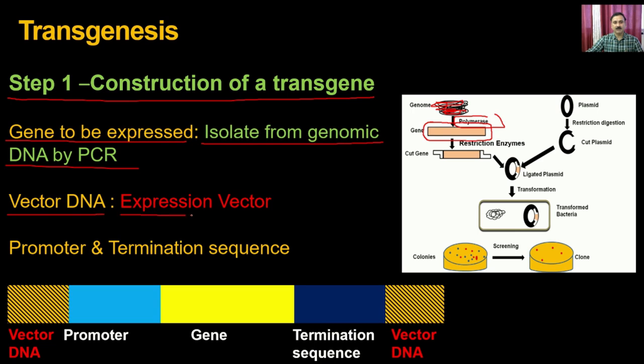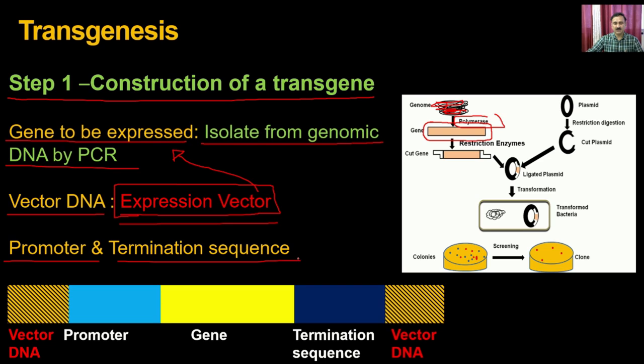So in this case, you don't need the cloning vector, you require an expression vector, so that it should also have the cassette which can allow the expression of this particular gene of your interest. And then you require the promoter as well as the termination sequence. So this is a typical gene cassette which you can use for construction of a transgene, where this is the region where you are going to put your transgene, the foreign gene.